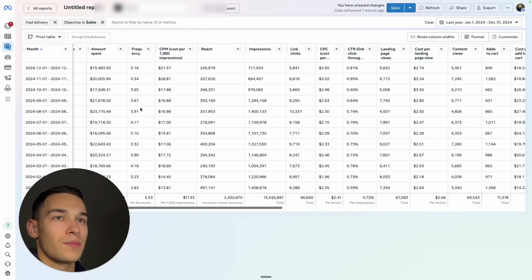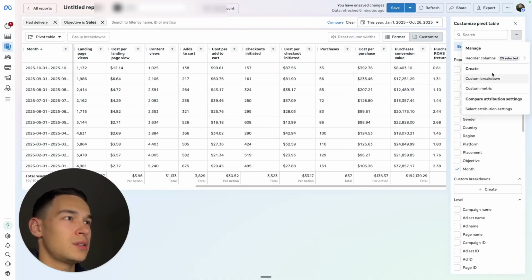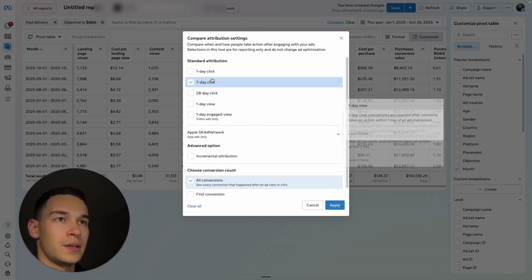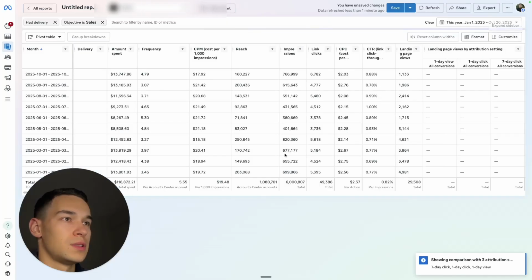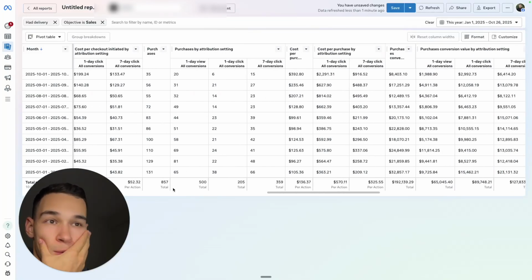All right. Another thing I'd like to check in the ad account is to go to customize here, then select attribution settings, and then select 1-day click, 7-day click, 1-day view. All right. Let's apply this. It takes time to load, but it's definitely worth it. Let's click refresh. So we have the total amount here, 857 for this year. We have 1-day view, 500 purchases. We have 1-day click, 200, and we have 7-day click, 360.